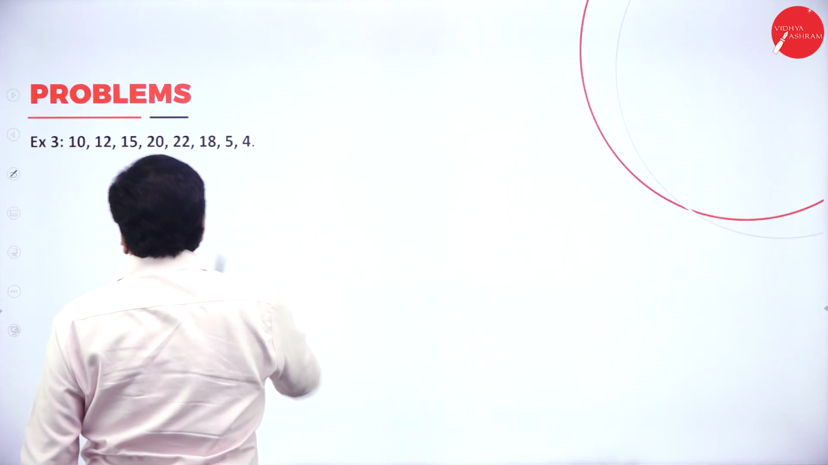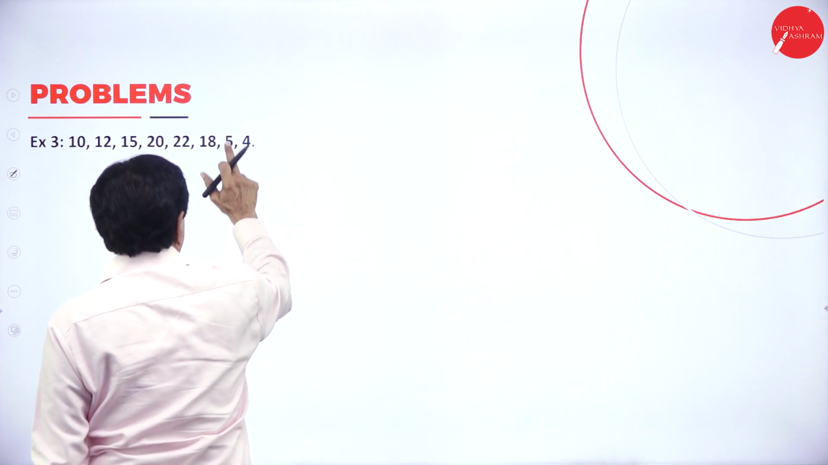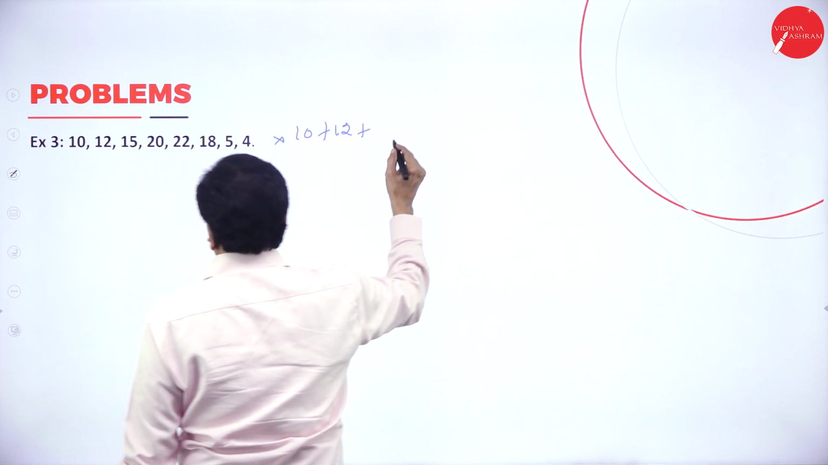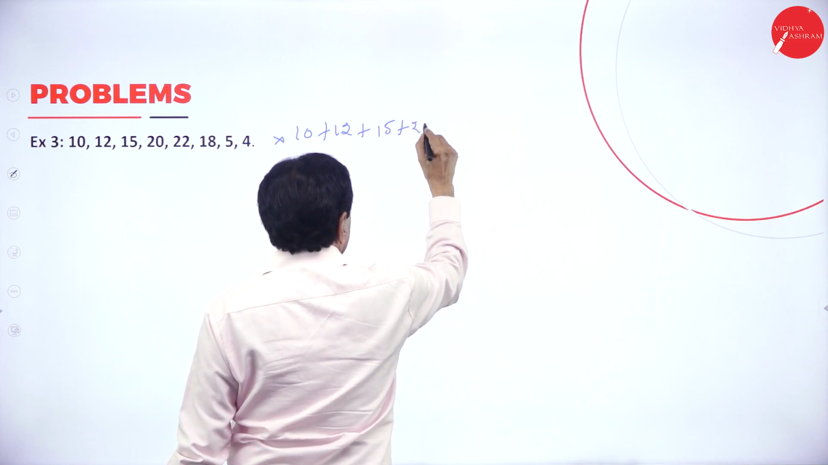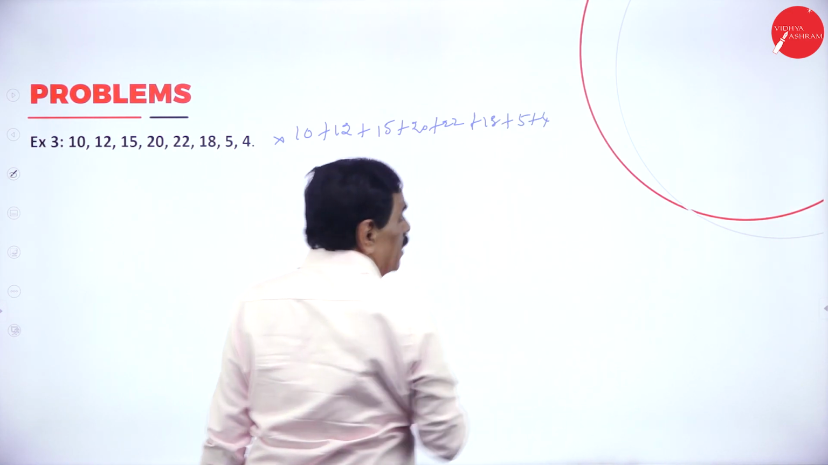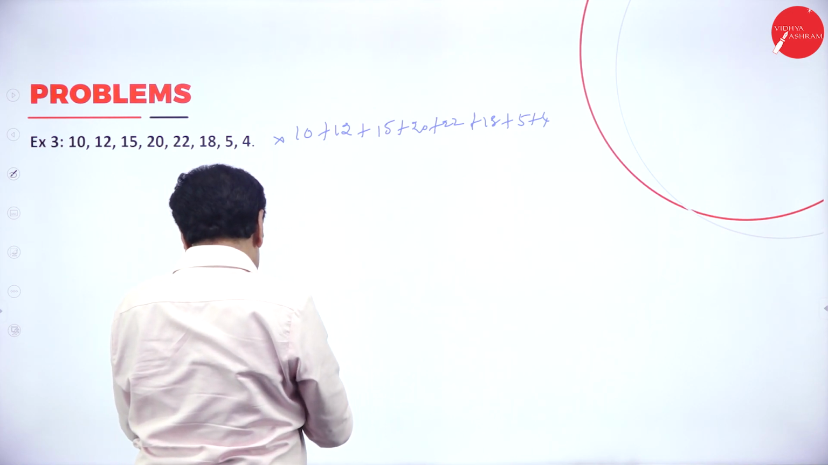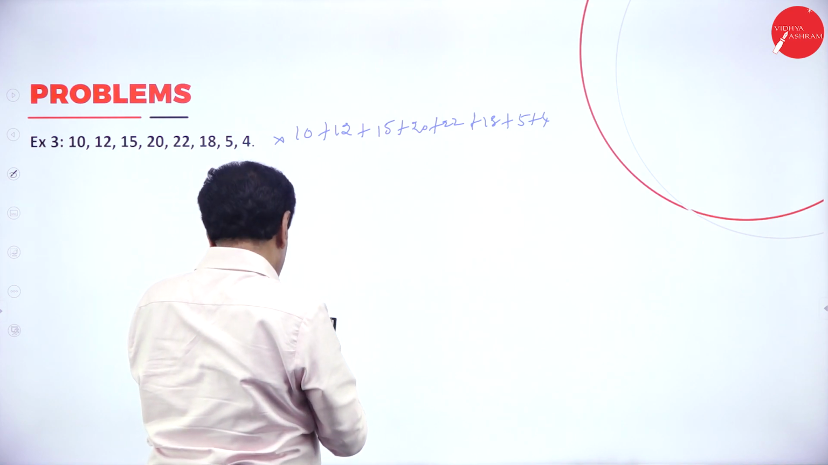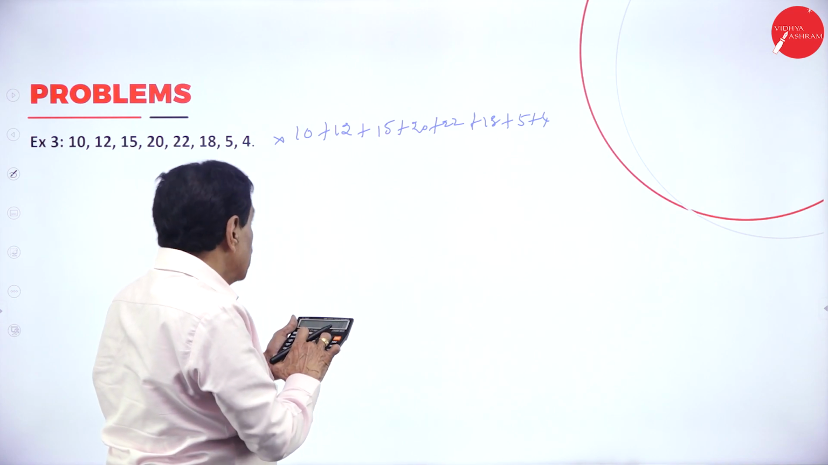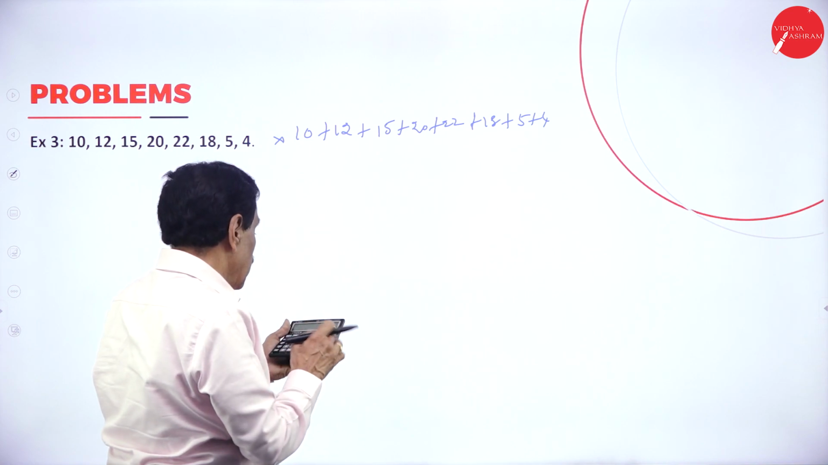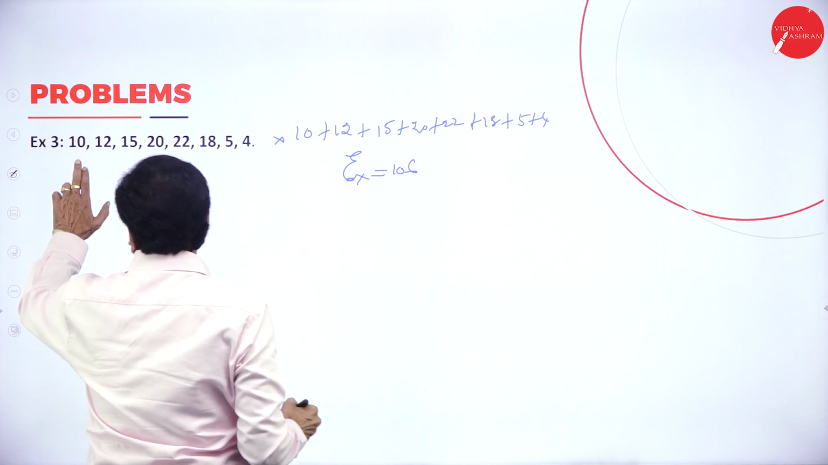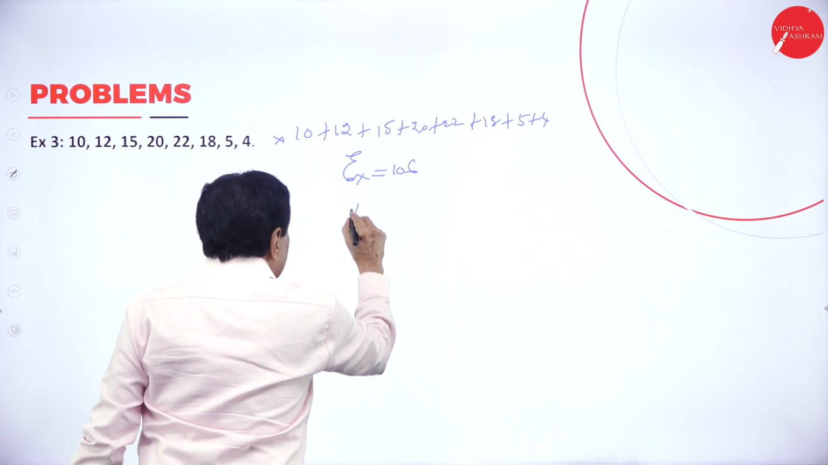In example number 3, how many numbers are there? 1, 2, 3, 4, 5, 6, 7, 8. Add all the numbers. Sigma x is 10 plus 12 plus 15 plus 20 plus 22 plus 18 plus 5 plus 4. If we add one by one, you can understand. 10 plus 12 plus 15 plus 20 plus 22 plus 18 plus 5 plus 4 is equal to 106. Sigma x is equal to 106, the summation of the numbers. How many terms are there? 1, 2, 3, 4, 5, 6, 7, 8. N is equal to 8.